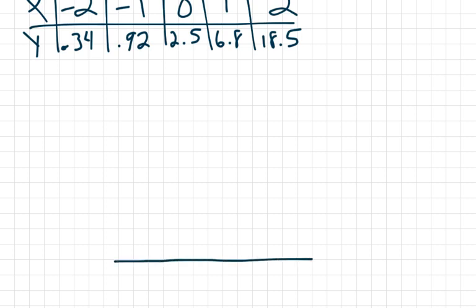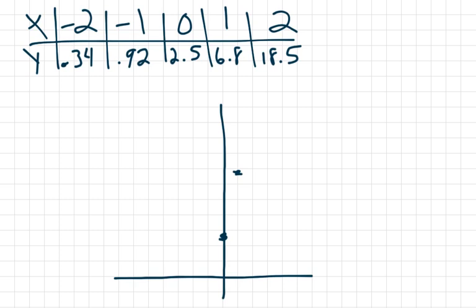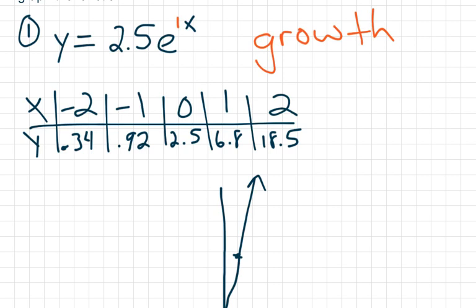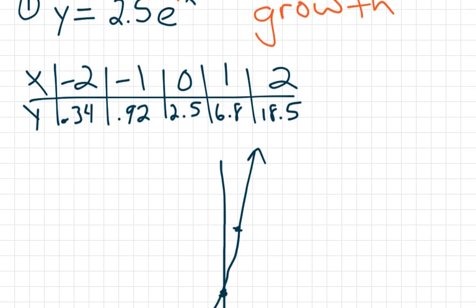Okay, so we got our x-axis, we got our y-axis, and let's put some points on the graph. (0, 2.5) is right about in there. (1, 6.8): 3, 4, 5, 6, 7. So it's not quite to 7, so that's somewhere in there. Negative 1, 0.92, it's almost to 1, so maybe right in there somewhere. And then 0.34, maybe a third of the way up, somewhere in there. It still looks like an exponential function. We just have some different y values. Okay, so there's the graph for y equals 2.5 e to the x, and it is an exponential growth function.